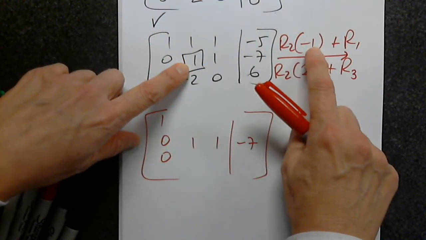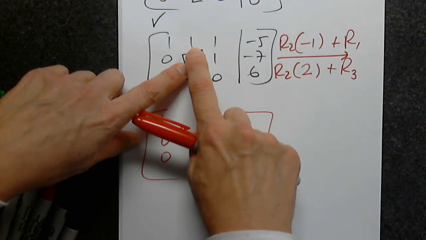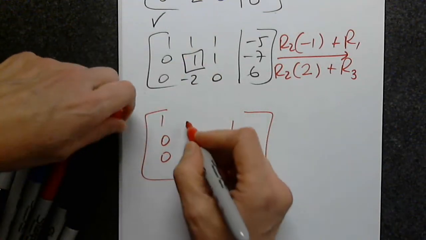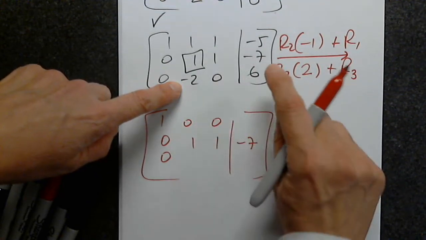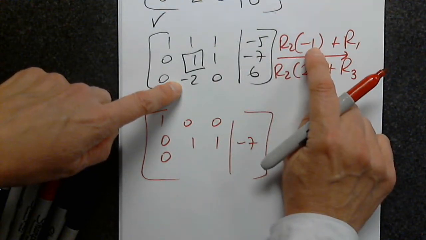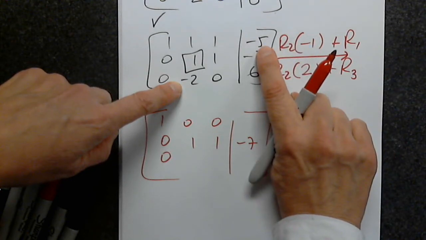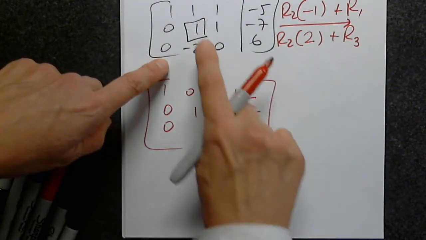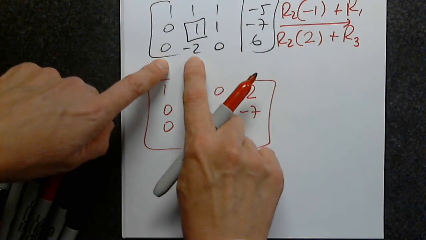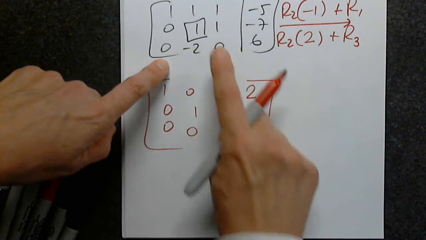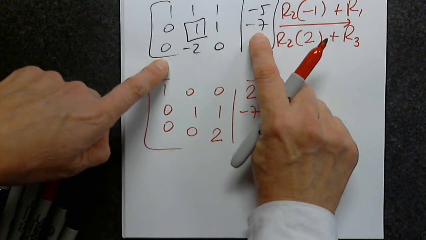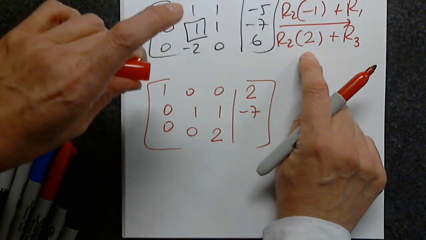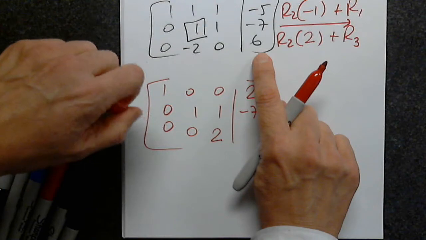One times -1 plus 1. Yes. 1 times -1 plus 1. -7 times -1 plus 5. Very good. 1 times 2 minus 2. 1 times 2 plus 0. -7 times 2 plus 6.